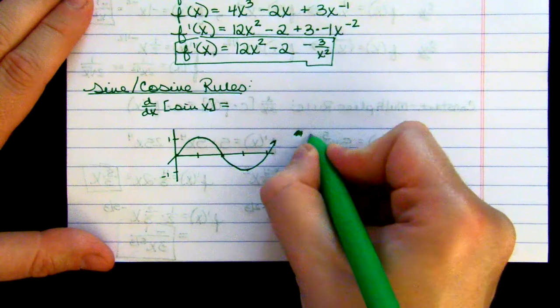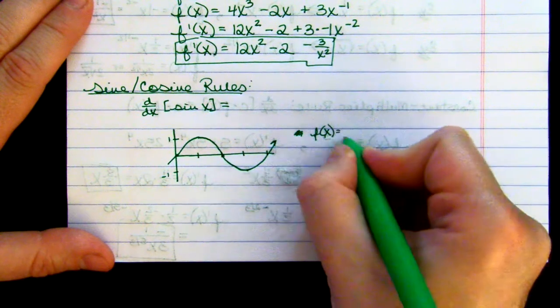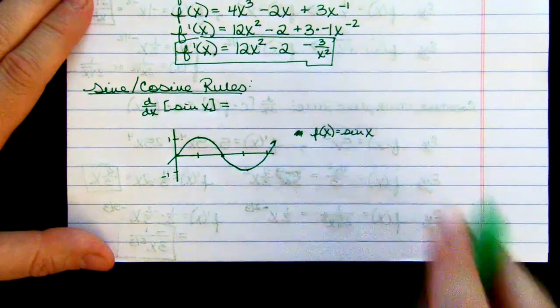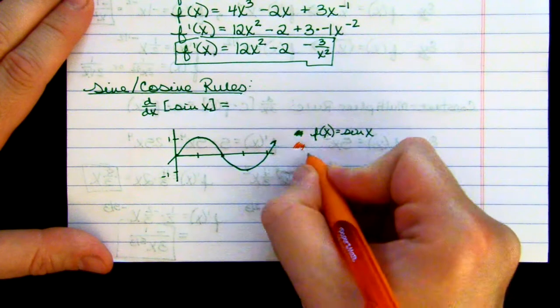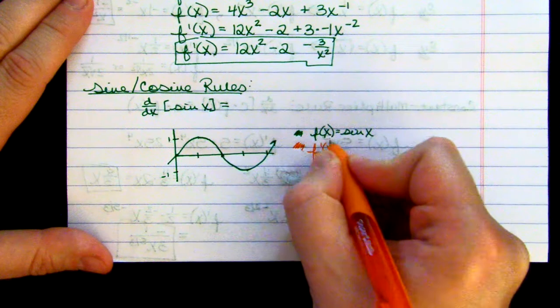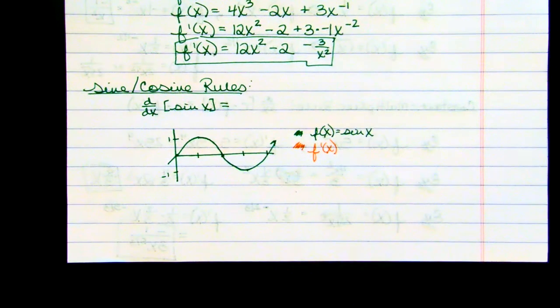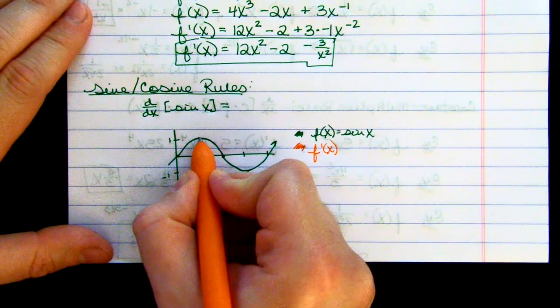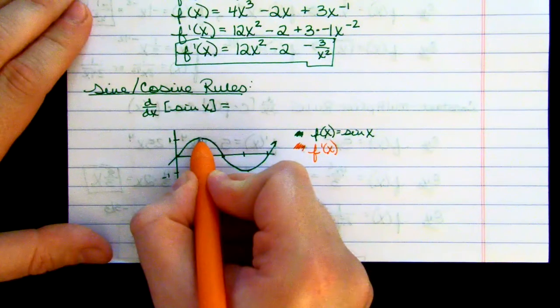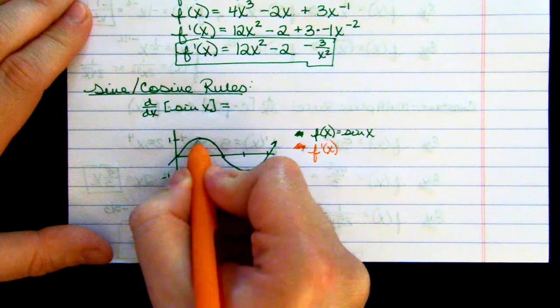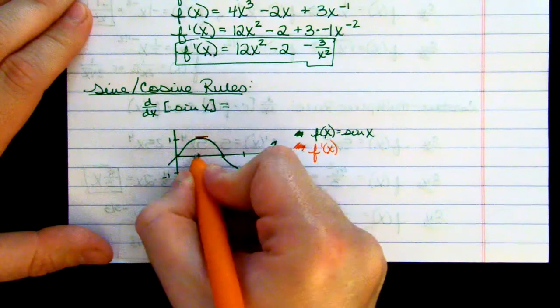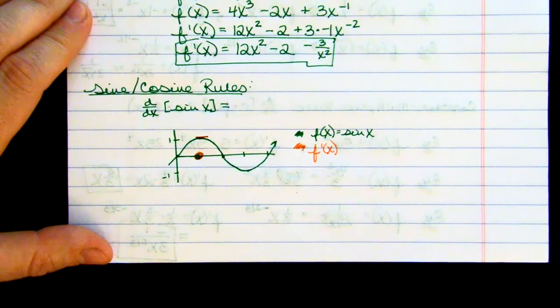That green is my original function f of x. That equals the sine of x. I know that the values on my derivative correspond to the slope on my original function. So, over here at pi over 2, what's the slope of the sine of x? Hopefully you said slope was 0, which means my derivative has a y value of 0 right over there.